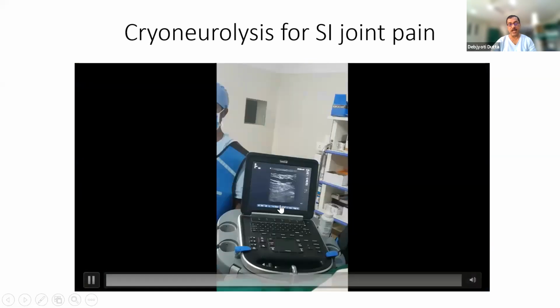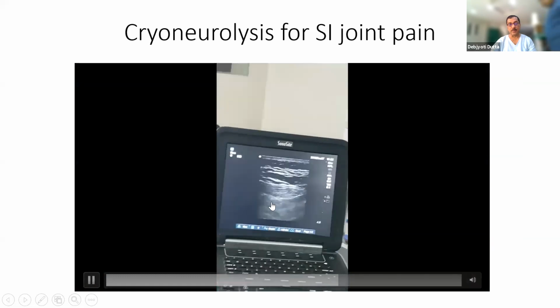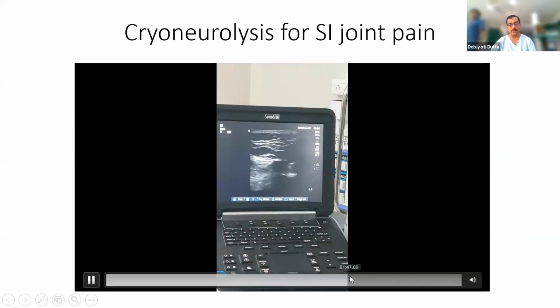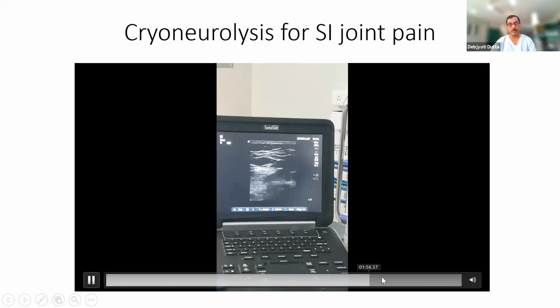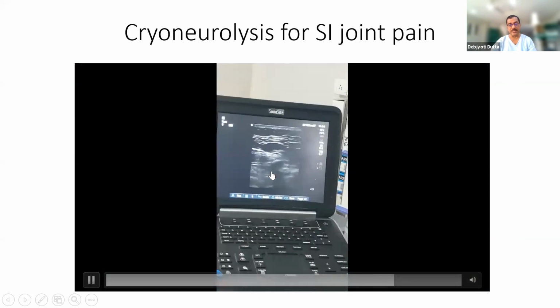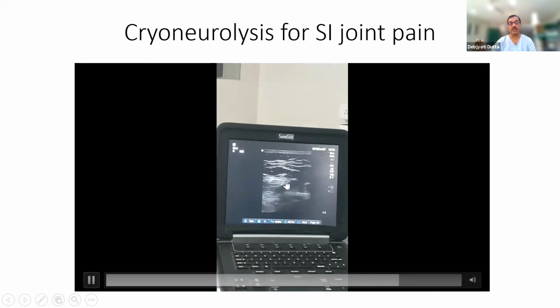You'll be able to see the acoustic shadow. This is a curved needle, which is why you cannot see the whole length of the needle in a single view. And you'll be able to see the ice. Now ice is formed there. So that is the advantage. You can see exactly where you are producing the lesion.